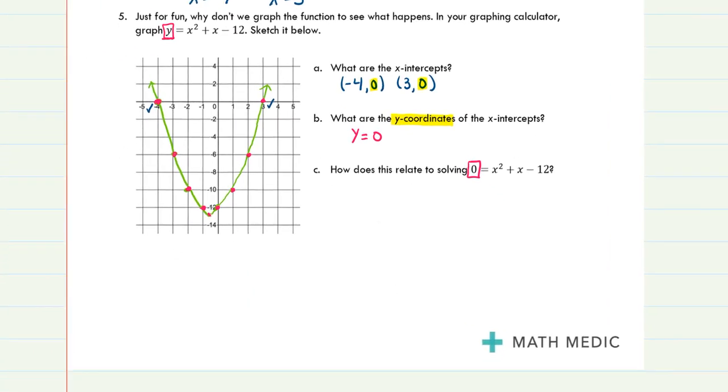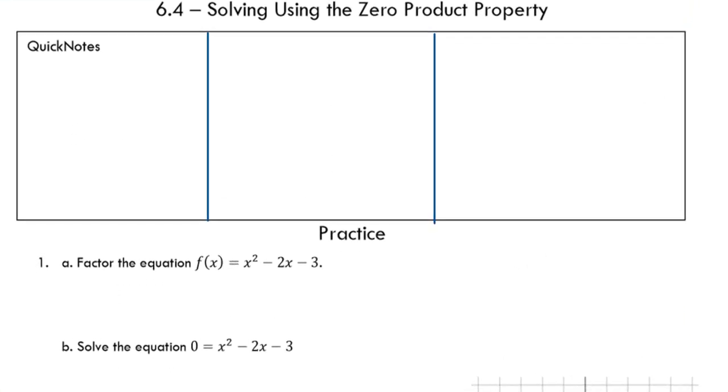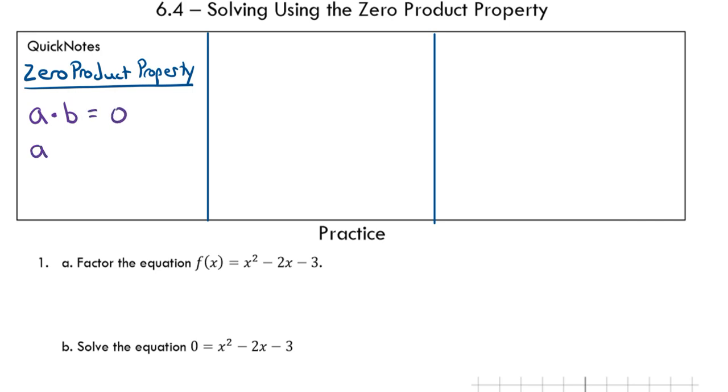Okay, so I'm just going to write a few quick notes to summarize what we've discussed. The first is just saying what the zero product property is. And that is simply stating that when we have two factors being multiplied and set equal to 0, one or both of the factors must be equal to 0.